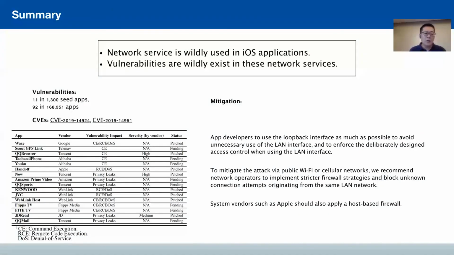Our conclusion is that network services are widely used in iOS applications and vulnerabilities widely exist in these network services. In this work, we found 11 vulnerabilities in 1,300 popular apps and 92 vulnerabilities in the whole dataset, and 2 CVEs were assigned for our findings. At last, we propose mitigation strategies for developers, network operators, and system vendors, and hope that our findings can motivate stakeholders to focus more on the security of network services of iOS applications.